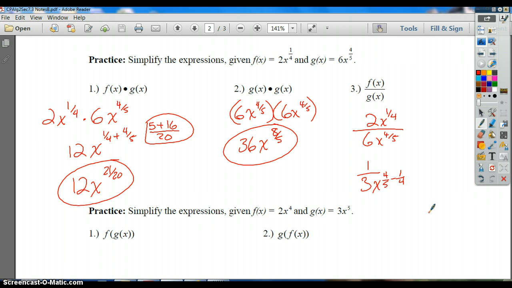Good news is we've already got that common denominator from before here of 20. So this is going to be 20 again. Multiplied by 4, so this is 16. And this one would be 5 times that. So really when we're all said and done here, this is 1 over 3x to the 11 over 20. And that's pretty good stuff. Okay. And then we're going to finish up here in a second.